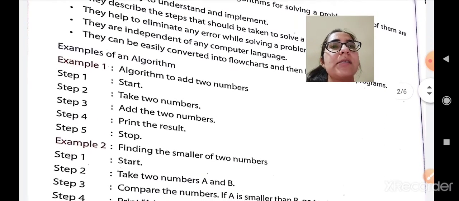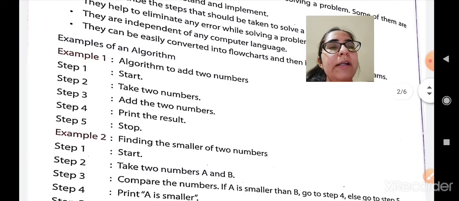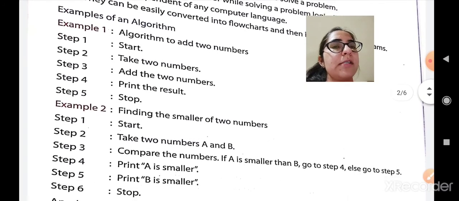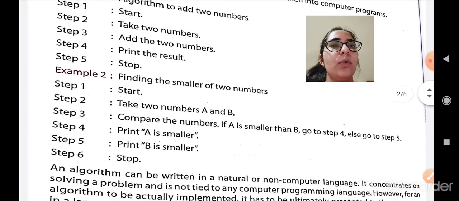Now let us see some examples. First example: write an algorithm to add two numbers. So first you will start writing. Step 1 is start. Step 2, you will take two numbers on which you want to perform addition. Step 3 is to add the two numbers. For example, if you have taken two numbers, a is equal to 5 and b is equal to 5, then you will add a plus b, which means 5 plus 5. Finally, you will print the result and at last stop. So this is the first example, an algorithm to add two numbers.